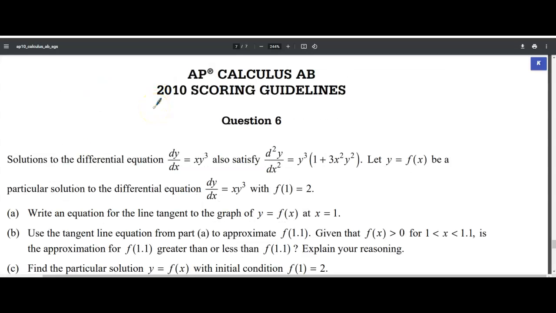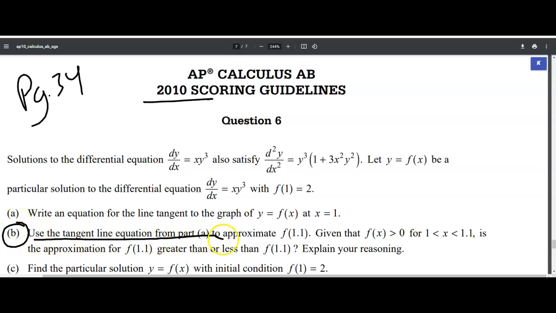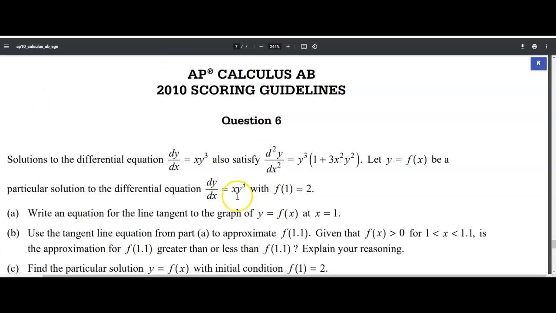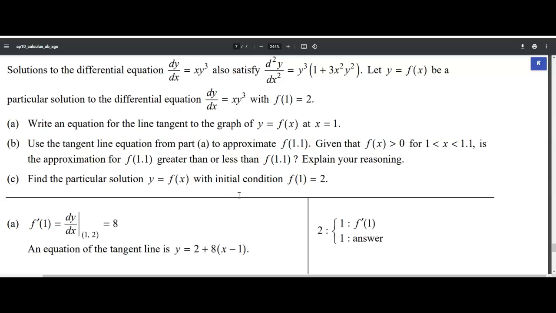So let's go ahead and take a look at page 34, or somewhere pretty close to that, for FRQ 2010, and we're going to be looking at part B. Now, part B says use the tangent line equation from part A to estimate f of 1.1. Well, I haven't done part A for this, so I'm just going to cheat and steal the answer because we've already practiced that. We don't need to practice it again.